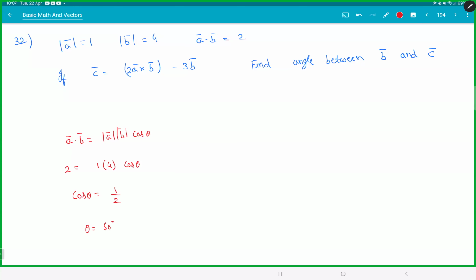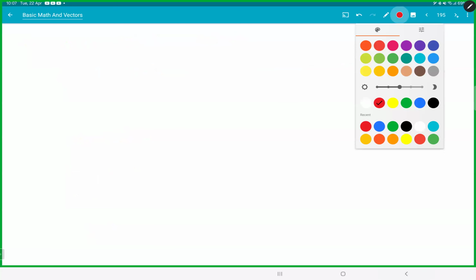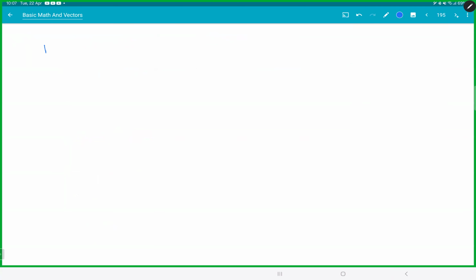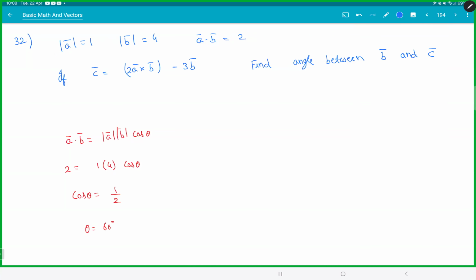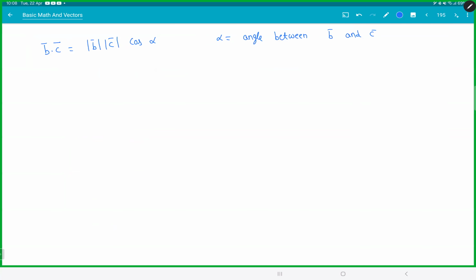Then what? Now, one thing I told you: if I give you two vectors and ask you the angle between them, what do we do normally? Forget about this question. If I give you two vectors and ask you to find the angle, what do we do generally? We do the dot product, isn't it? So we'll do the same thing. I want the angle between B and C. So B bar dot C bar is mod B bar, mod C bar, and cos alpha, where alpha is the angle between B bar and C bar. That is how you start. Now, what is B bar? B bar is B bar only. C bar is this guy.